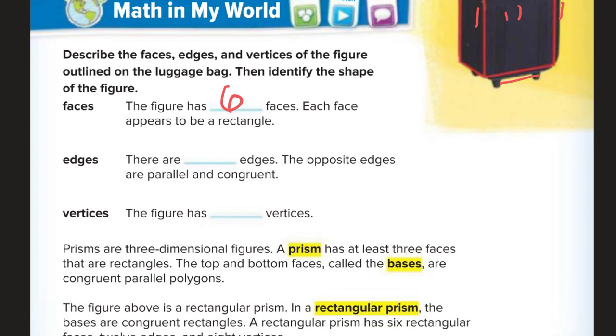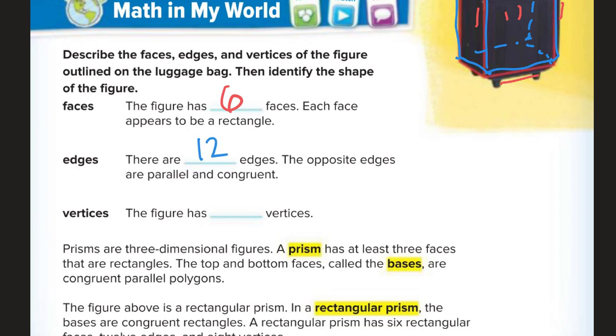How many edges do we have here? I'm going to do edges in blue. 1, 2, 3, 4, 5, 6, 7, 8, 9, 10, 11, 12. I think I'm counting 12. Are you guys counting 12? 12 edges, okay?